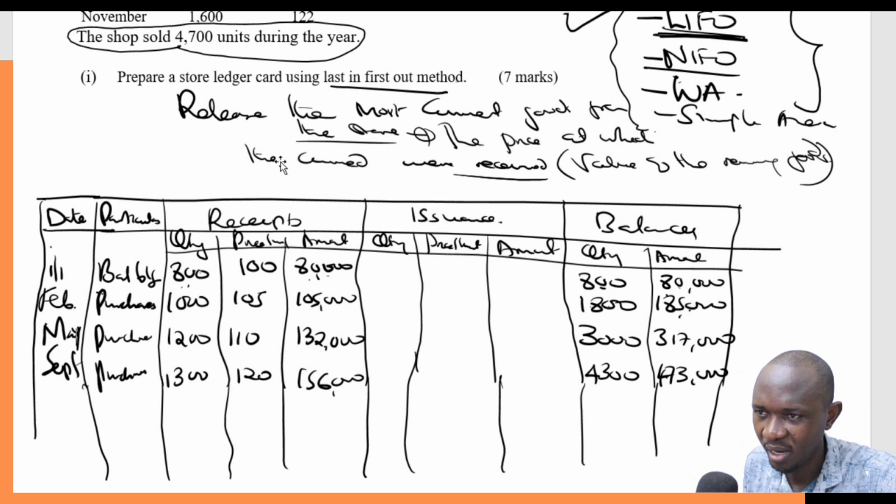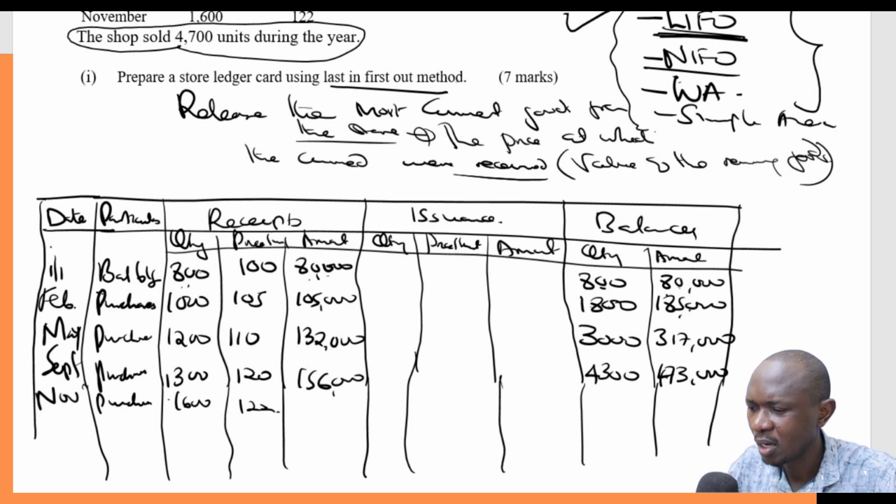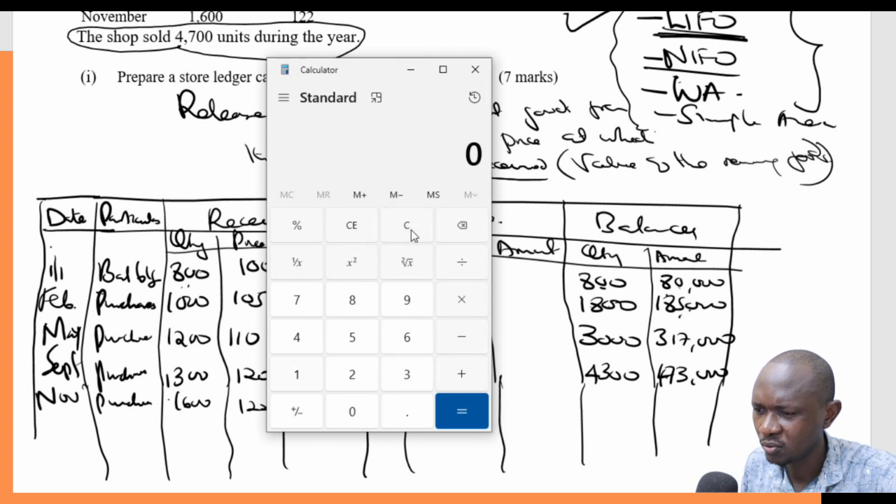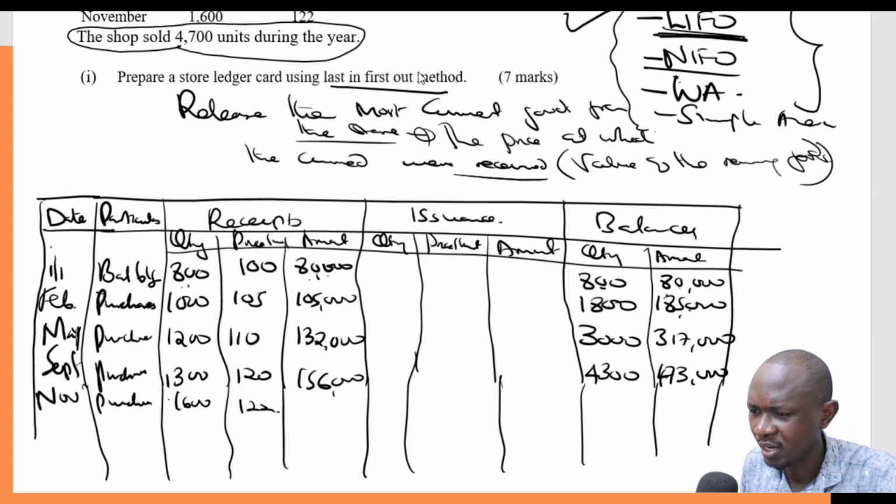So let's go to November. In November, we received again another set of goods purchases, 1,600 pieces at 122 each. So how much does that come to? 1,600 times 122 gives us 195,200. So 4,300 plus 1,600 gives us 5,900 units that we have.